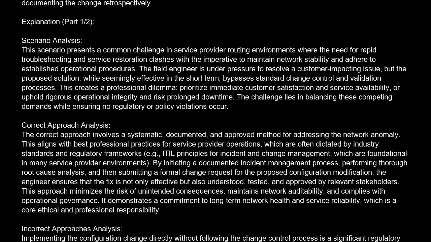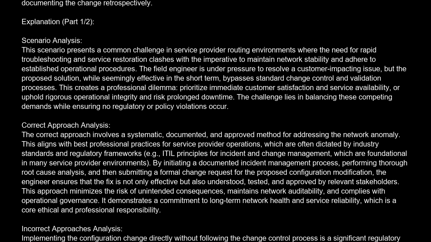by relevant stakeholders. This approach minimizes the risk of unintended consequences, maintains network auditability, and complies with operational governance. It demonstrates a commitment to long-term network health and service reliability, which is a core ethical and professional responsibility.